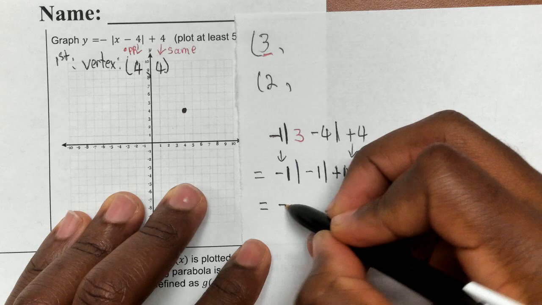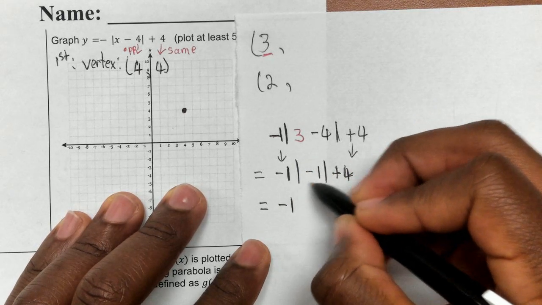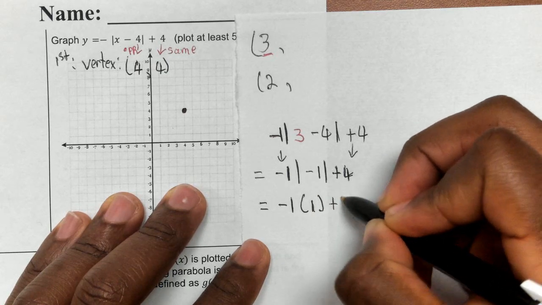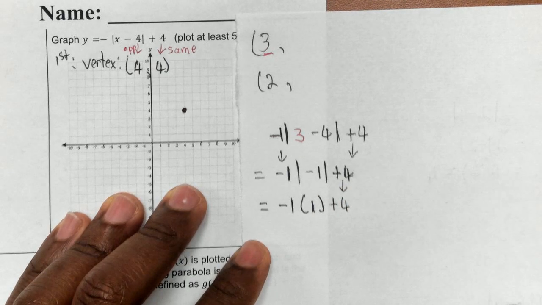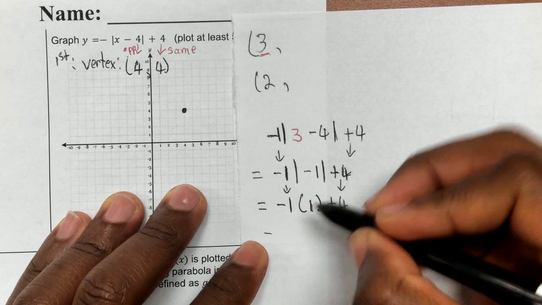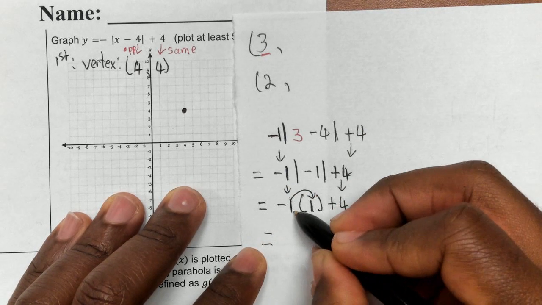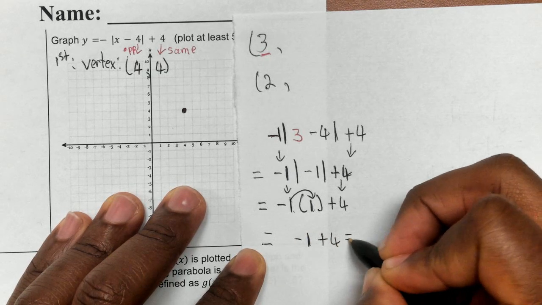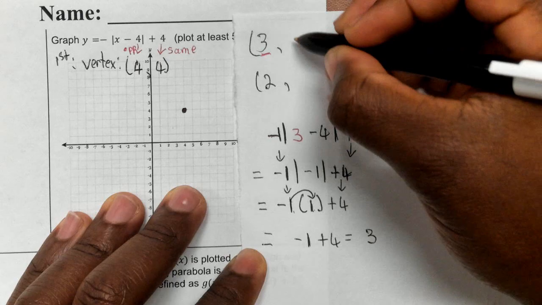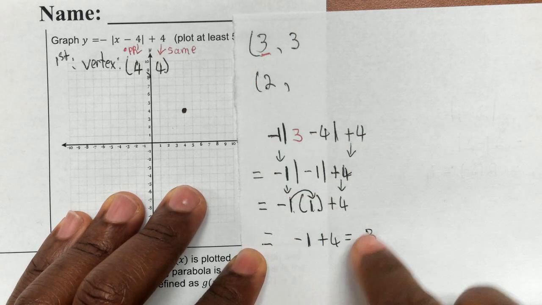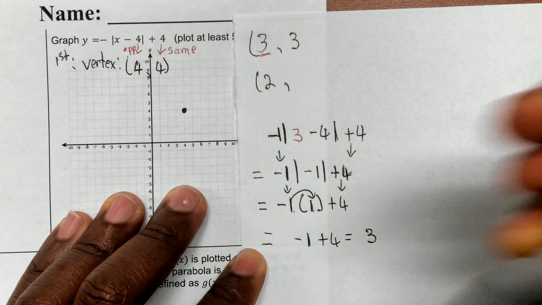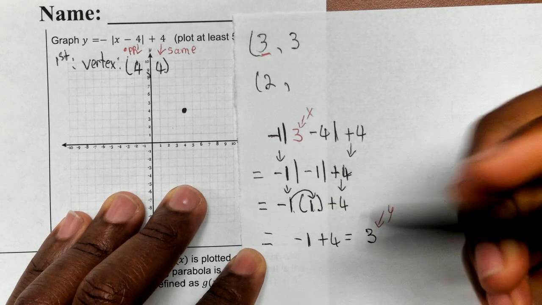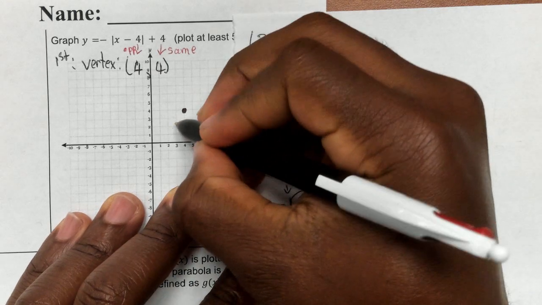So the negative 1, we're going to bring it down again because the absolute value turns the number inside of it into a positive number, all right? And I bring down that plus 4, okay? Now I can go ahead and multiply these two. Negative 1 times positive 1 is negative 1. And then negative 1 plus 4 is positive 3. So when x was 3, the y value was also 3. So I go ahead and plot that point, 3, 3.